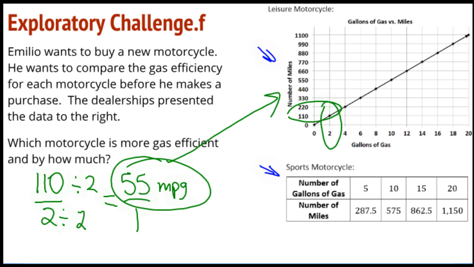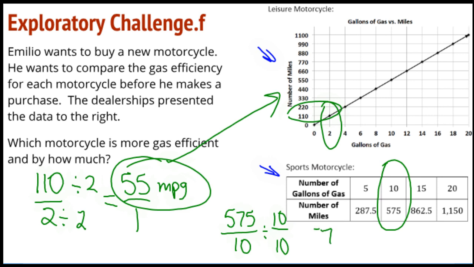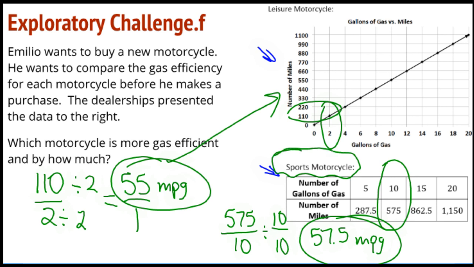I can look at the table here, and I love that there's a 10. I can see 575 miles per 10 gallons, and I can divide by 10. I can scale down to 1 gallon by dividing by 10 and find out that there are 57.5 miles per gallon. So I can say that the second motorcycle, the sports motorcycle, is getting more miles per gallon.